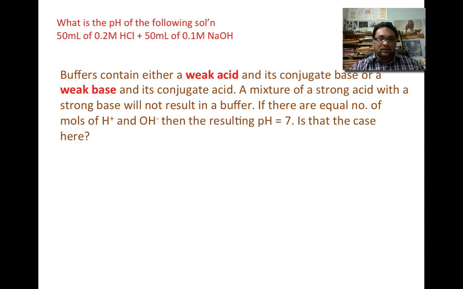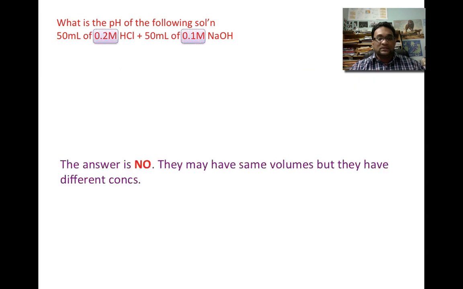In this system here, we have neither a weak base nor a weak acid. HCl is a strong acid and NaOH is a strong base. Now, if you have a mixture of strong acid with strong base, and you have an equal number of moles of H plus and OH minus, the resulting pH will be 7. So the question now is, in this system, is there the same number of moles of H plus as OH minus? And the answer is no.